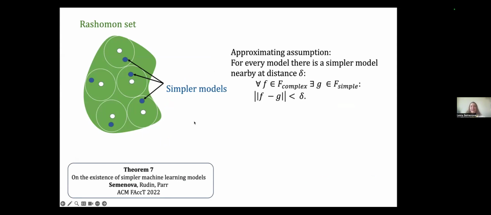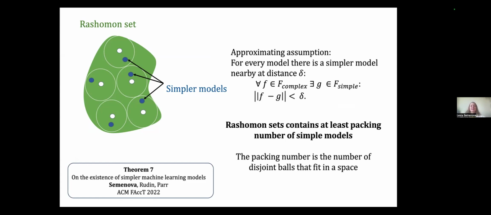But let me assume that I'm given two hypothesis spaces. One is more complex and one is simpler. And I'm going to assume an approximation assumption: as long as for every model in the more complex space, there exists a model in the simpler space such that their distance is within delta, then the Rashomon set will contain at least a packing number of simple balls, where a packing number is the number of disjoint balls that can fit in that space.